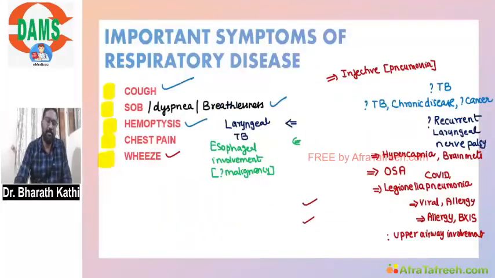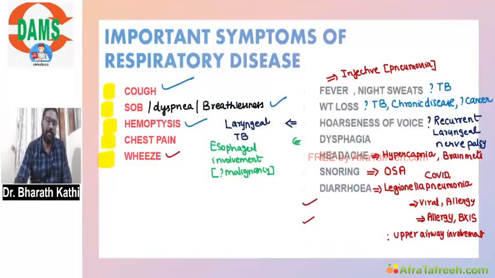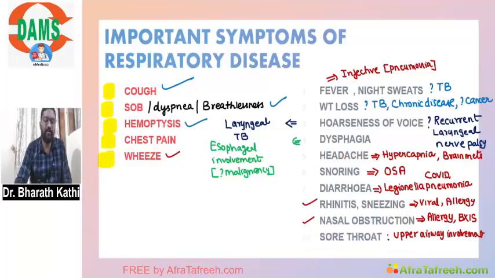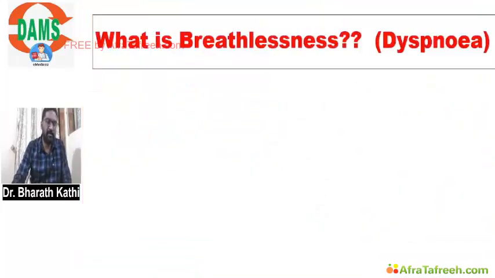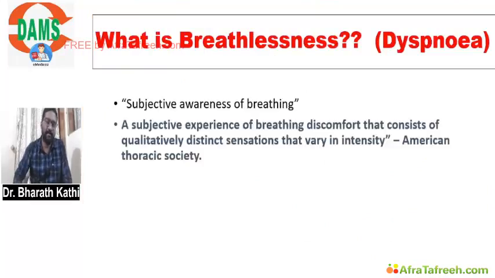Can anybody tell me the textbook definition of shortness of breath? Don't just say that it is abnormal awareness of one's own breathing. Nothing like that, that is a layman's term. According to the American Thoracic Society, shortness of breath, breathlessness, dyspnea is defined as, this is a simple, layman's definition: subjective awareness of breathing.